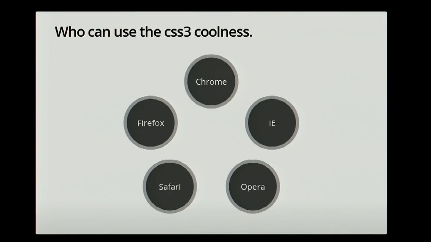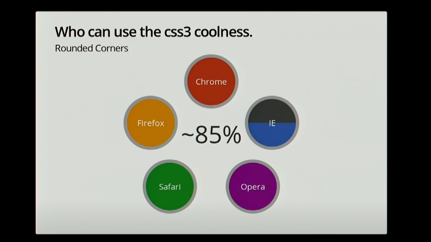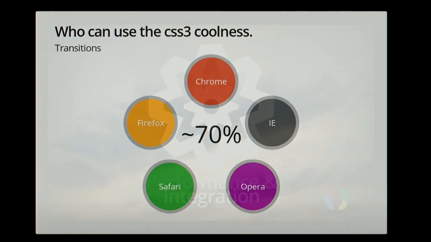So just a little idea, how many of our users get some of the CSS3 coolness? Well, with rounded corners, it's about 85%. The newer versions of IE do have rounded corner support, IE9 and forward, but the older ones don't. And so at YouTube, that's about 85% of our users. Transitions is a little bit less. About 70% of the users today will get the cool transitions.